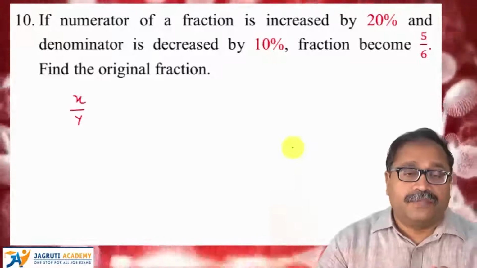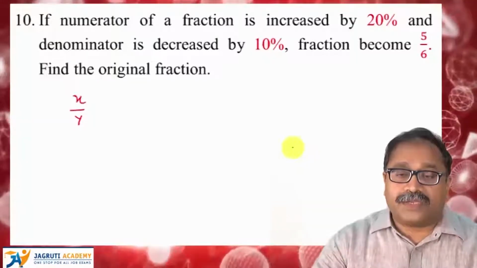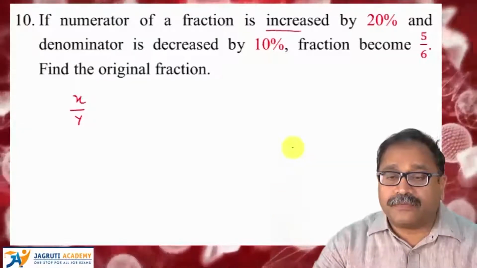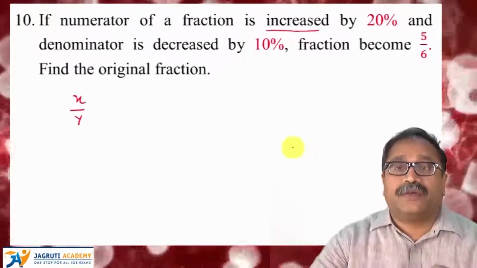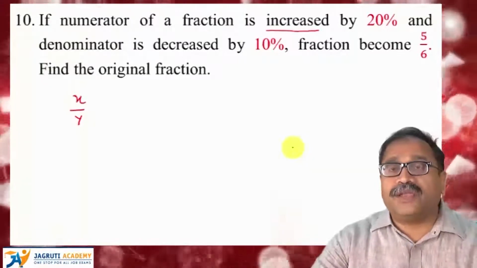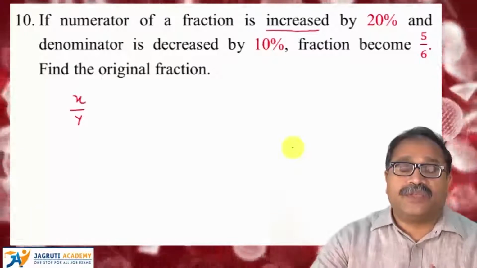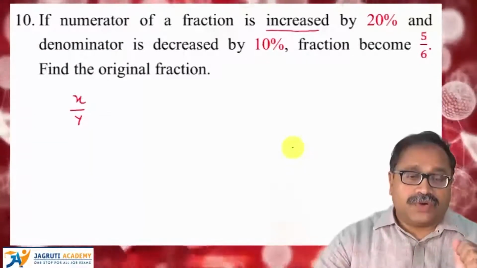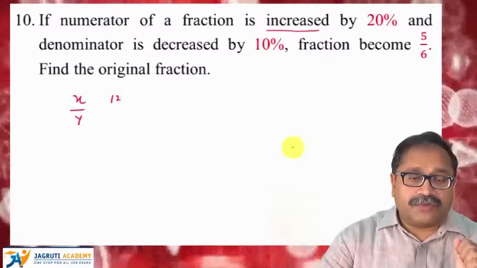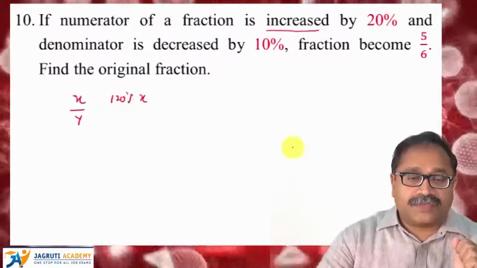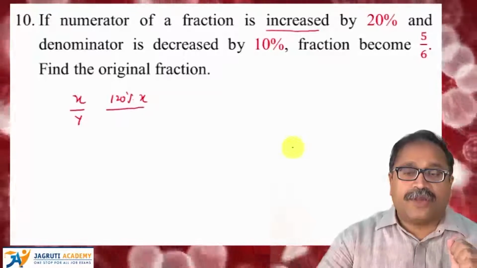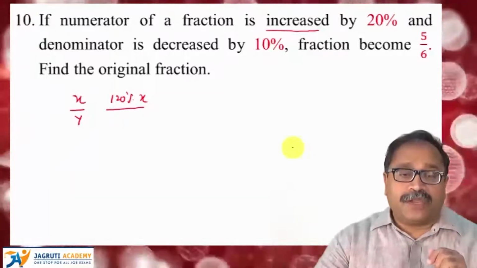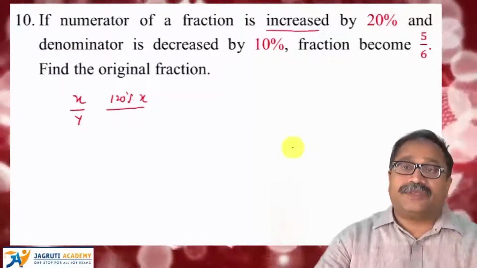We are aware of it. Now the numerator of a fraction is increased by 20%, and we know that when a number increases by 20%, it becomes 100 plus 20, 120%. So 120% of x by, what about the denominator? The denominator is decreased by 10%.